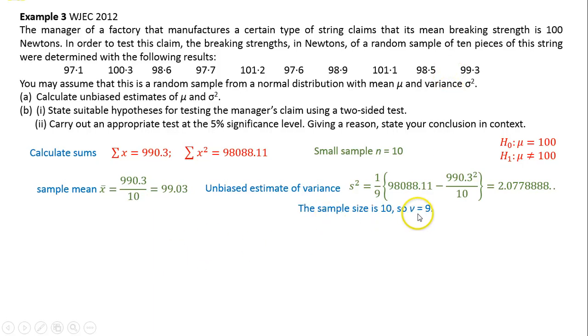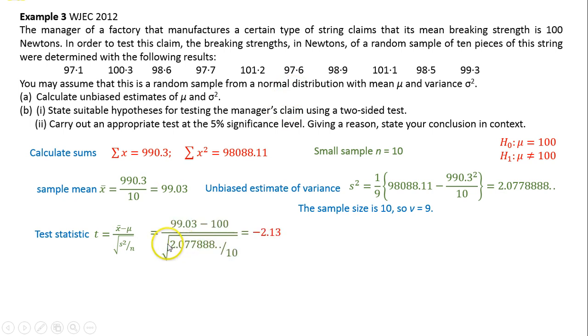So our degrees of freedom is 9, nu is 9, so we must work out a test statistic first from the observed values. So we get 99.03 for the sample mean minus the 100 that we want to work out over the square root of s squared divided by n, giving us minus 2.13. Our test statistic is minus 2.13.